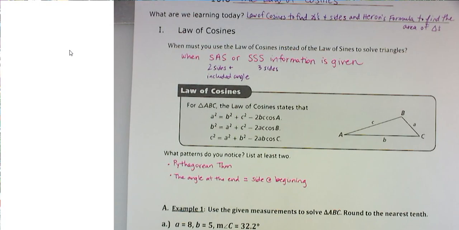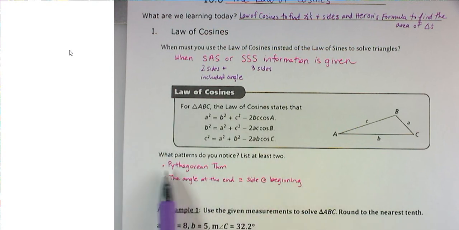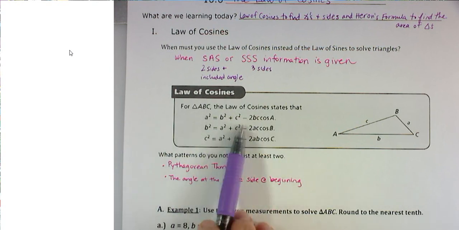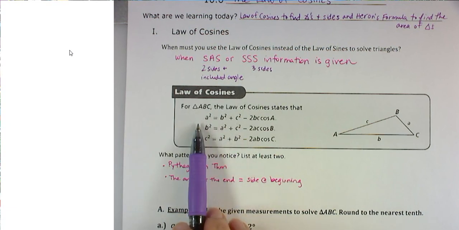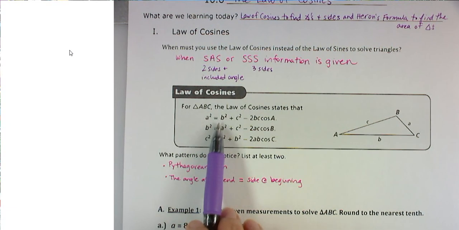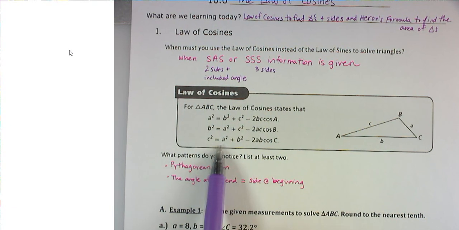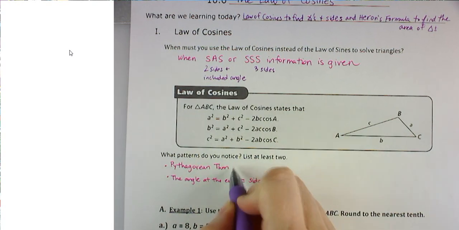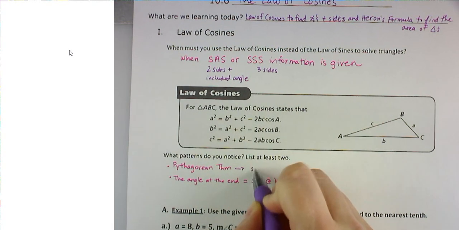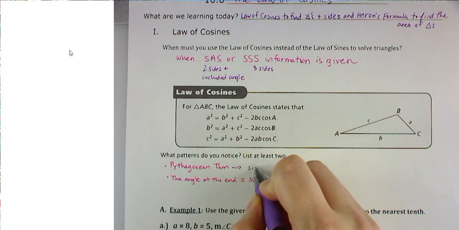And then whenever I introduce the law of cosines, I like for you to notice some of the patterns. So one of the things you might notice is that it all starts with the Pythagorean theorem. a squared equals b squared plus c squared. b squared equals a squared plus c squared. c squared equals a squared plus b squared. So it's similar to that. It's obviously not the exact same thing.